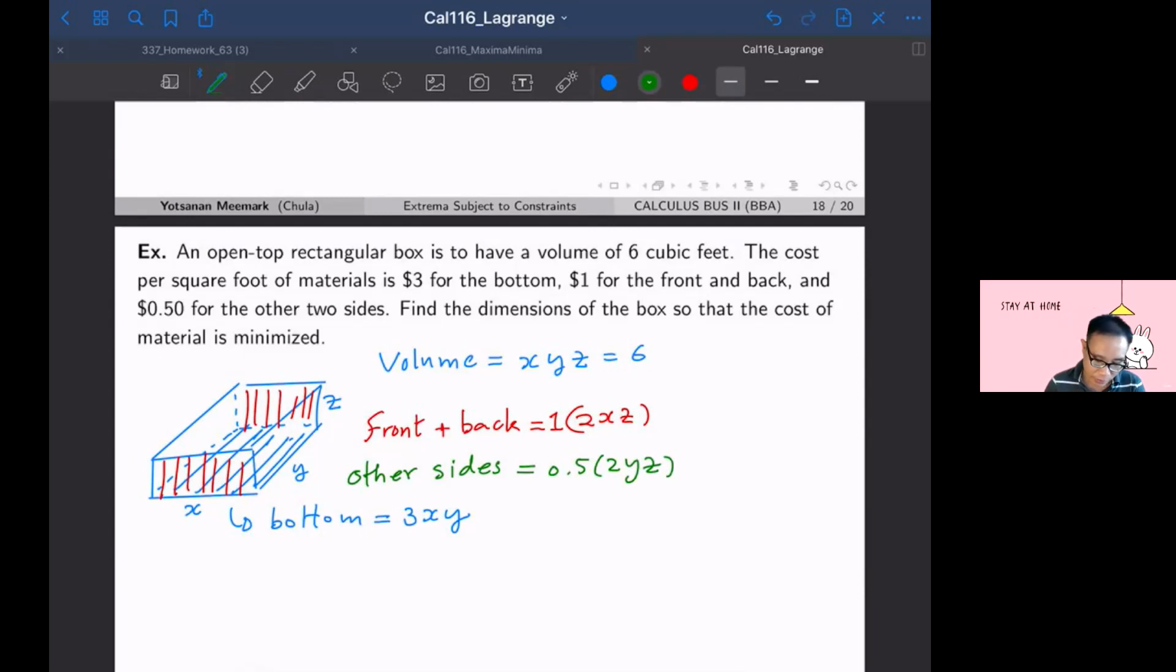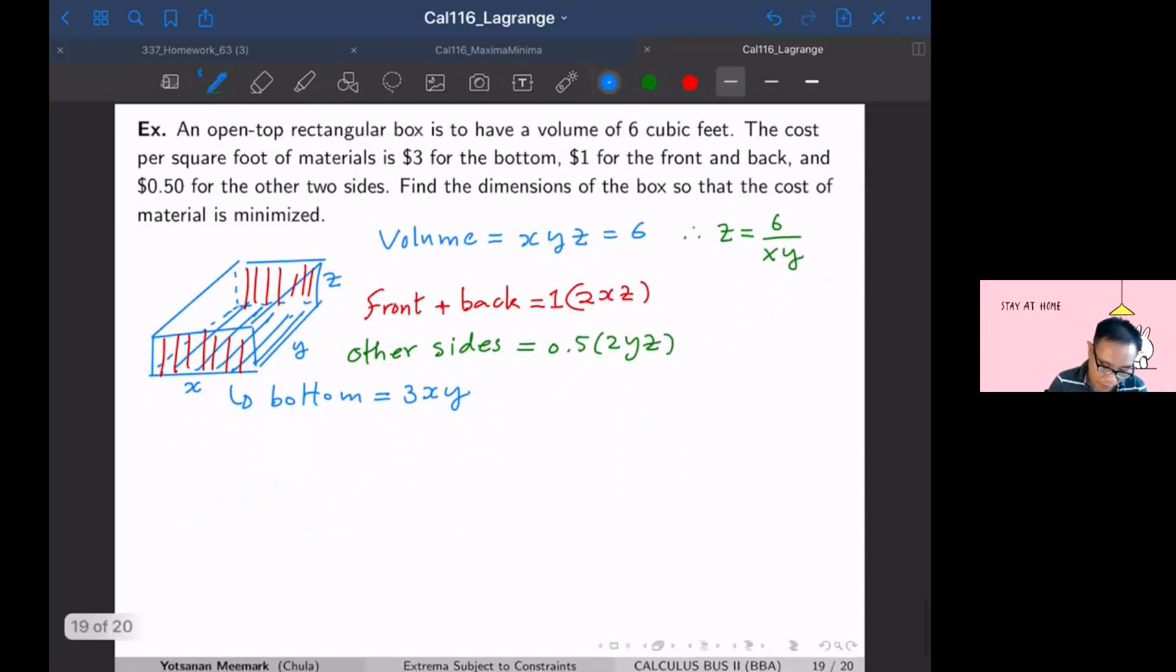So in this case, you don't have a constraint, so you're just going to use the second derivative test. This one is xyz equal to 6, which allows you to solve for z. So z will be 6 over xy. And you're going to plug that into the cost function.